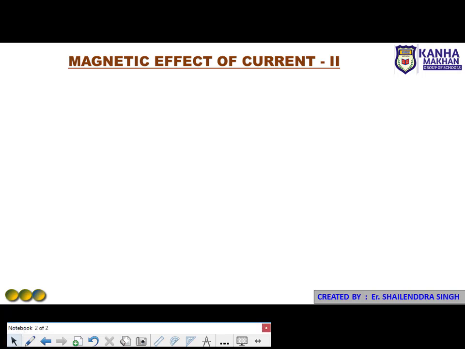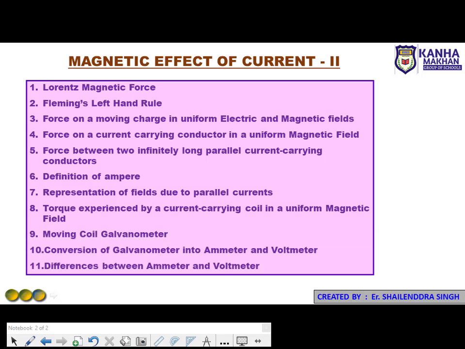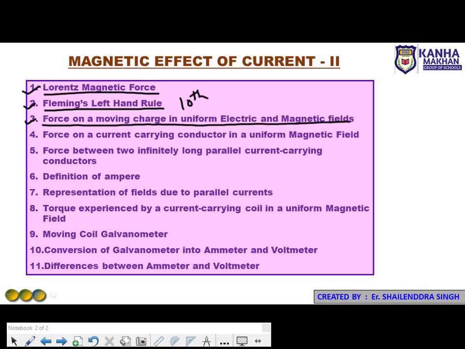Before studying that particular topic, I want to introduce the different topics given here. Point-wise, number 1, we will discuss Lorentz magnetic force. Number 2, we will discuss Fleming's left hand rule. It was also discussed in class 10th. And third, we will discuss force on a moving charge in a uniform electric and magnetic field.